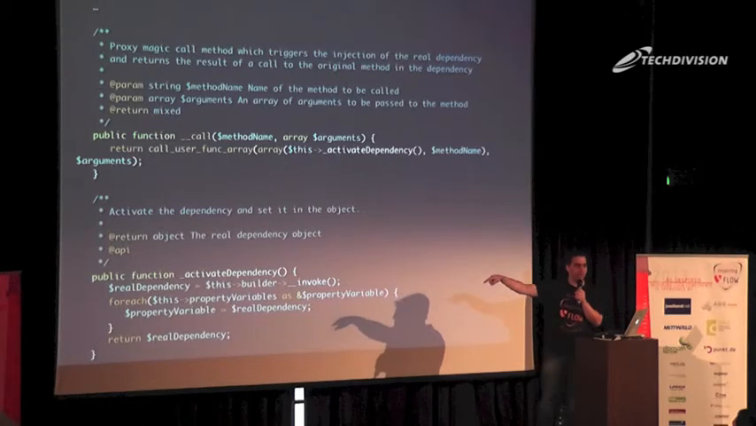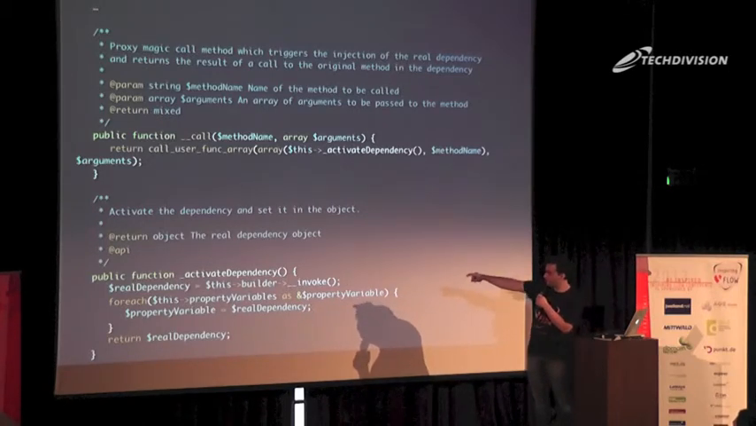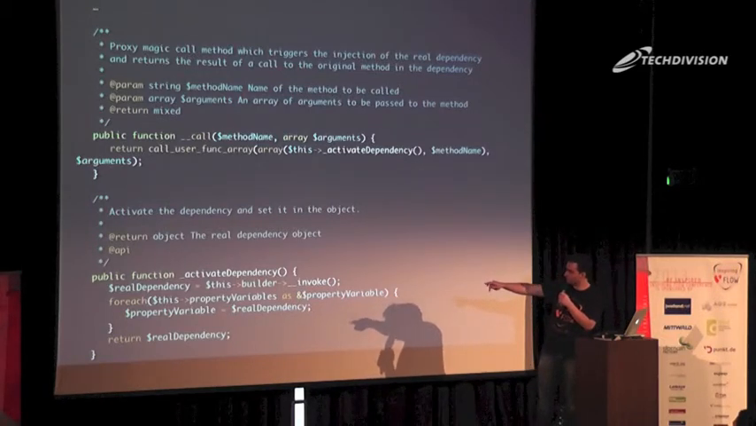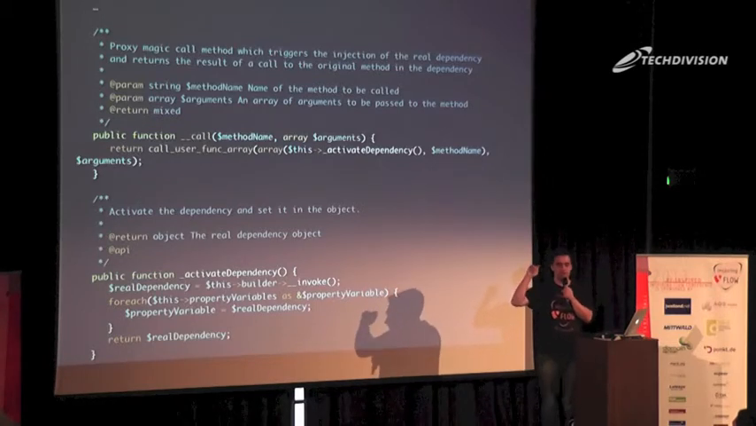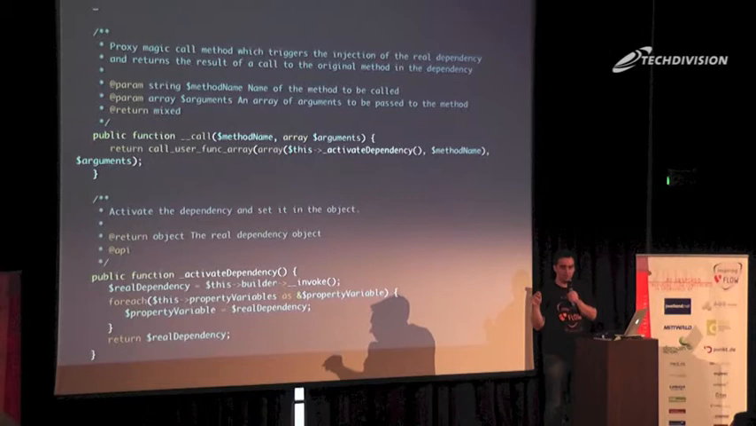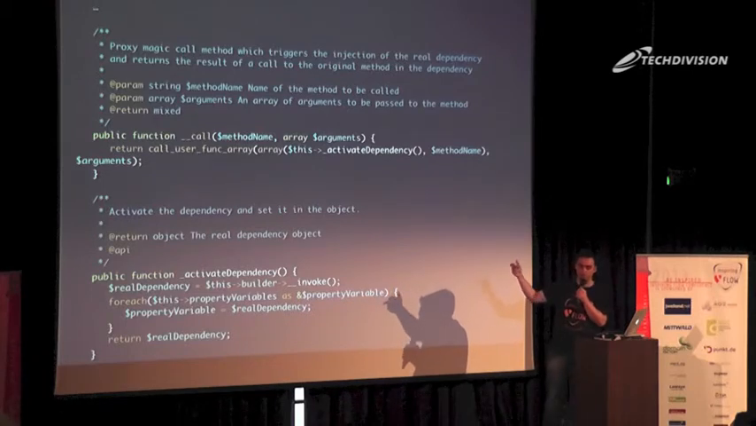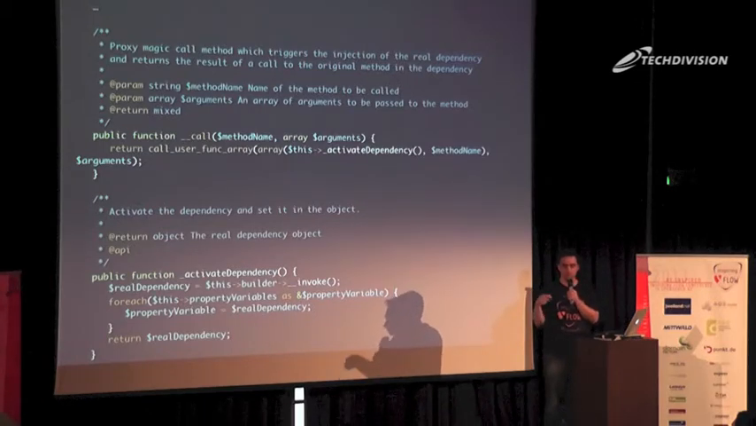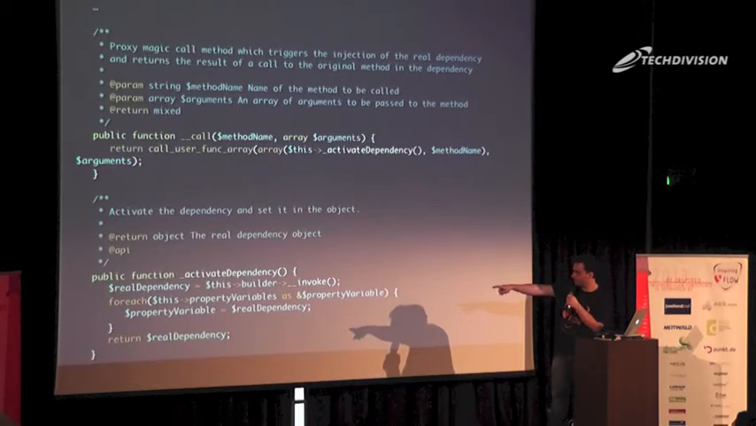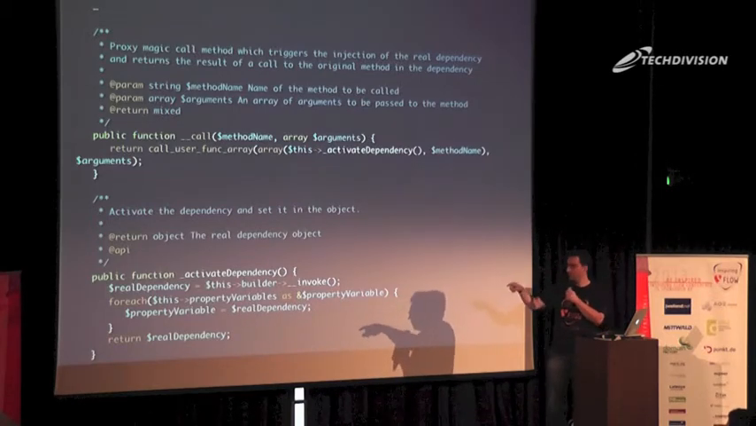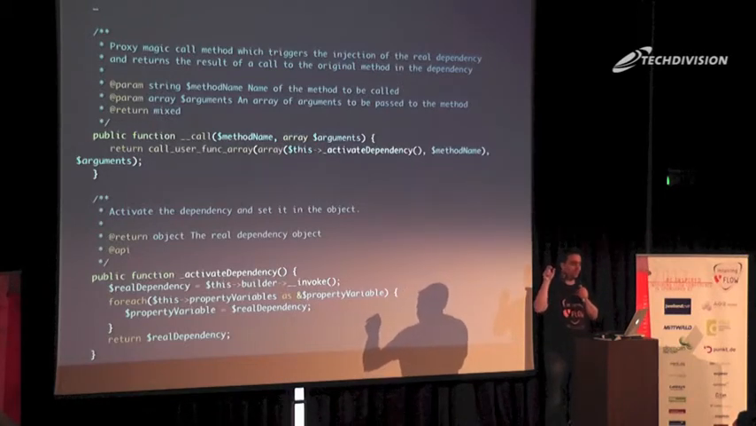And down below, can you see that from behind? There's the activate dependency. So we try to get the real dependency, and the real dependency is now generated by the closure we created in the proxy class, which fetches the real dependency from the object manager. And by this invoke call, we now get a real book repository. So real dependency now contains a real book repository. Then we iterate over any other property variables in other classes which also need a book repository. And then you see down there, property variable equals real dependency. So property variable is this by reference variable which points directly into the internals of these objects.